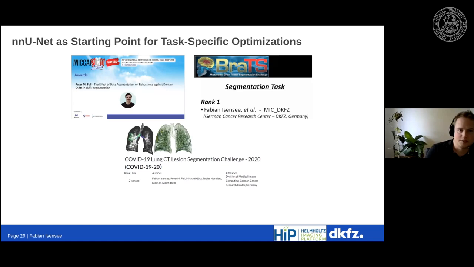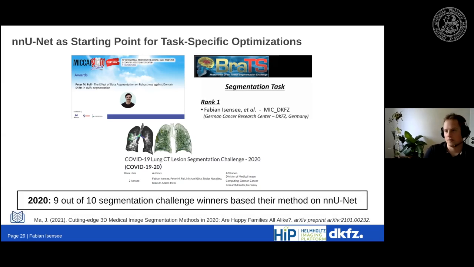What's particularly nice for us to see is that not just we are taking an nnU-Net and doing something with it, but actually other people in the community are picking it up and are being successful with it. So if you look at 2020, actually 9 out of 10 segmentation competitions were won by people that took an nnU-Net and built something on top of it. And that's just like the perfect situation for us, because we have built something that's benefiting other people. And that's, to me at least, what research is all about.